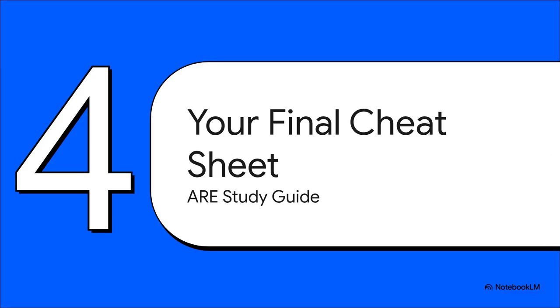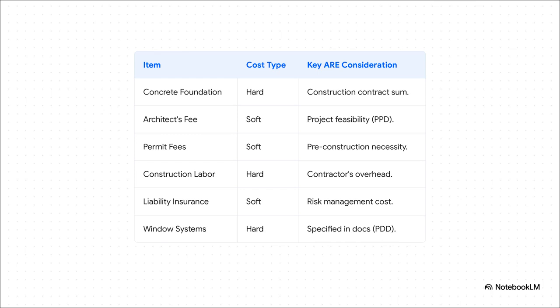All right, let's pull all of this together into one final cheat sheet. Seriously, this is the one you're going to want to screenshot and stick in your study folder. This is where it all clicks together for the AREs. Let's just run through a couple of these to see how it works. Okay, a concrete foundation, that's a classic hard cost, right? It's going to be baked into the contractor's price. But now compare that to the architect's fee. That's a soft cost. And in the PPD exam, you're thinking, how does this fee affect whether the project is even feasible to begin with?